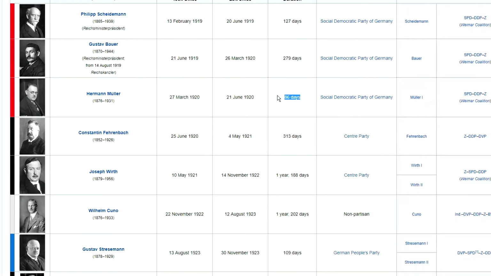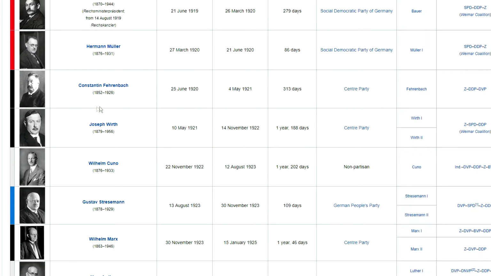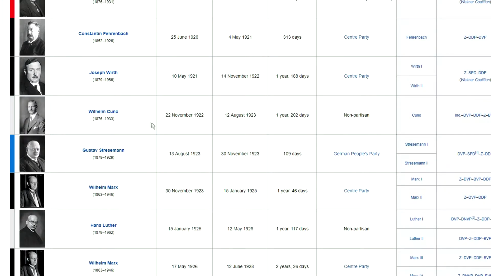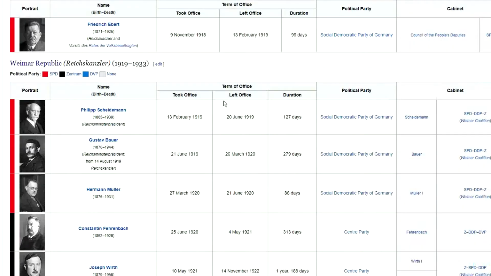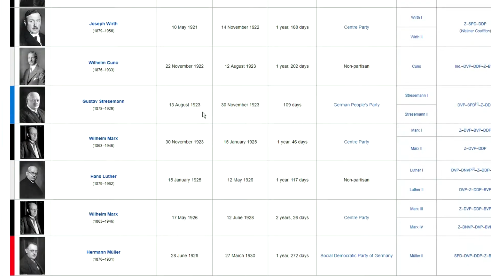Hermann Müller, 86 days. Konstantin Fehrenbach, 313 days. Joseph Wirth, a year, 188 days. This guy here, Wilhelm Cuno, 1 year, 202 days. These guys didn't last too long, really, to be honest. But then Gustav Stresemann, he was very good. He was responsible for the Stresemann era. He lasted 109 days, but then he became foreign minister, really.